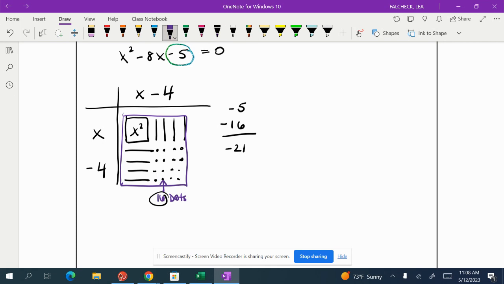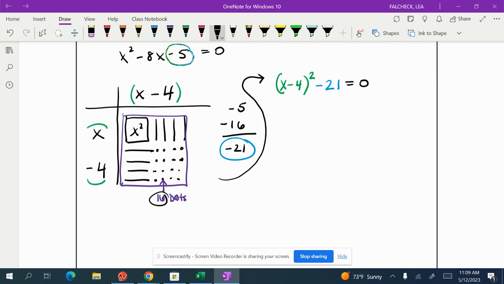So now I take my two factors over here, x minus 4 times x minus 4, and I express that as a binomial squared. I take my ones from over here, and I tack those on at the end, and it is still set equal to 0. Now I've generated something that I can easily solve. I have x minus 4 squared minus 21 equals 0.